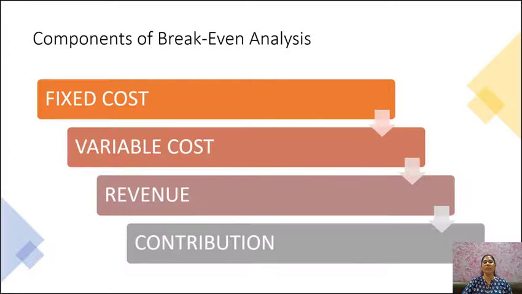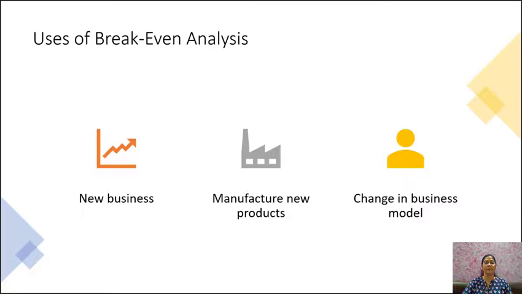The third component is revenue or the income. The total value of income generated by the sale of the goods and services by a company. It is the revenue that you get in return. Next is contribution. The sales revenue less the variable cost is the contribution margin for a company.